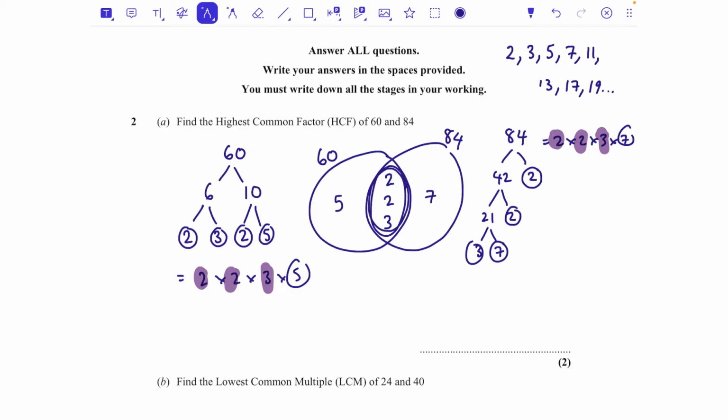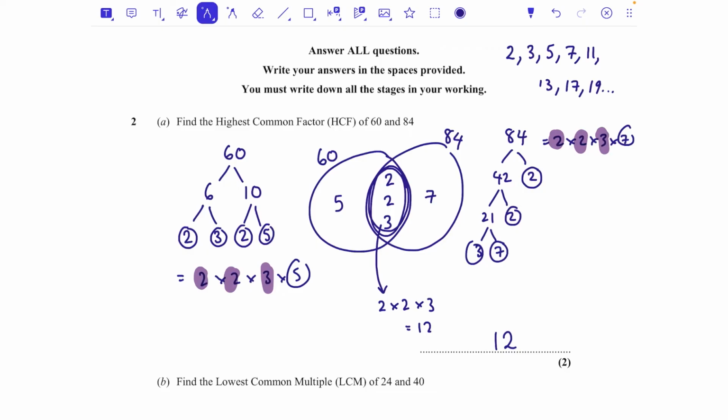So we want to multiply all of these numbers together in the middle. 2 times 2 times 3, and that is 12. So 12 is the biggest number that is a factor of 60 and 84. Now you might think, well, that's a lot of work for doing that, but that method will always work no matter how big the numbers are, so it's a really good method to know.